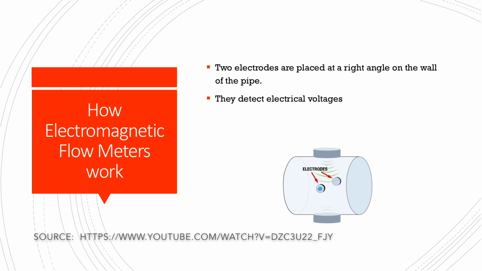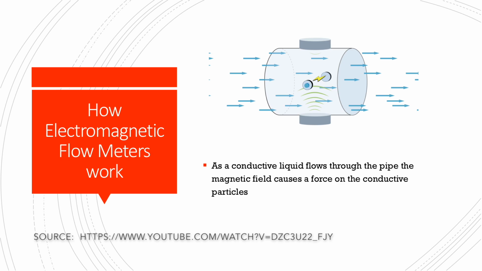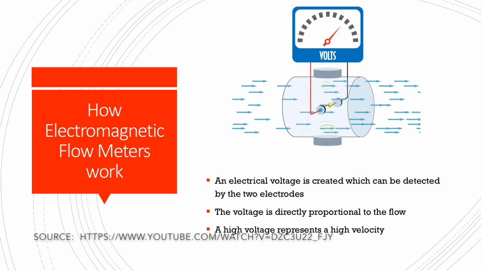Two electrodes are placed at a right angle on the wall of the pipe. These are there to detect electrical voltages in the fluid. As the conductive liquid flows through the pipe, the magnetic field causes a force on the conductive particles. This then creates an electrical voltage which can be detected by the two electrodes.